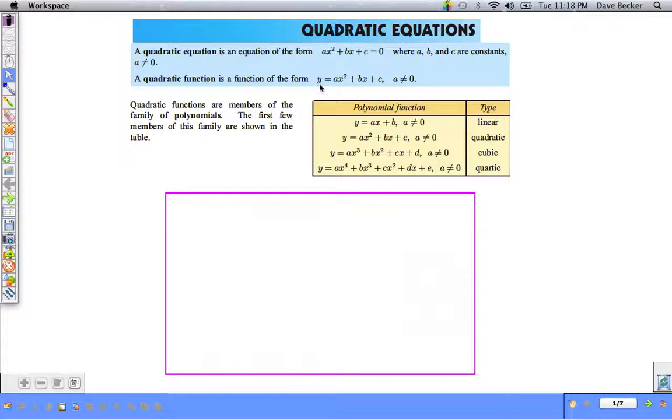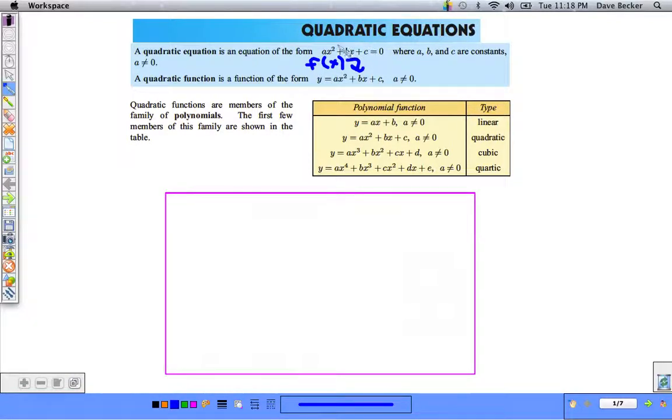It's just that we set this form equal to y and not equal to 0. Remember that y could also be f of x equals all of that. Remember, we use f of x for function notation, and it replaces y.